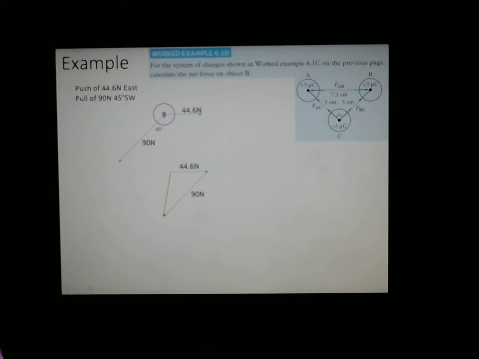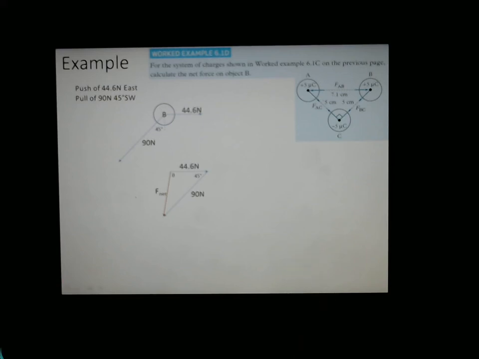We've got our two vectors that we know, a 44.6 and a 90. We've got that angle there, which means that the inside angle here must also be 45 degrees. So if the outside is 45 degrees away from south, and the other one there was going due east, then it also must be 45 degrees away from that vector there. And we don't know our force net, and we don't know the angle.